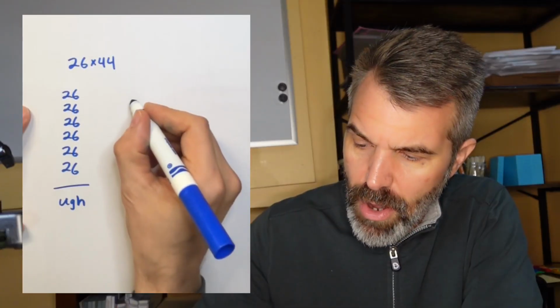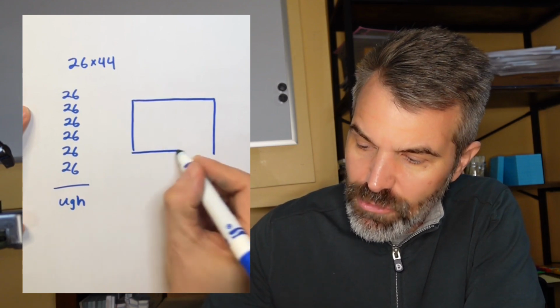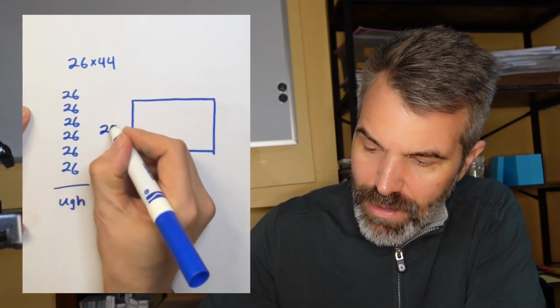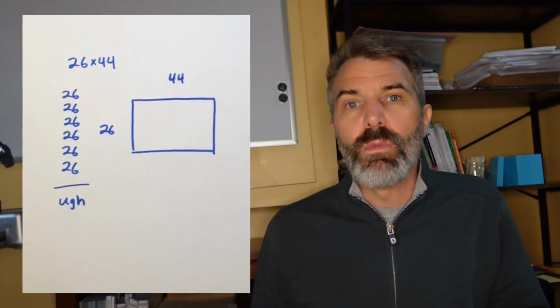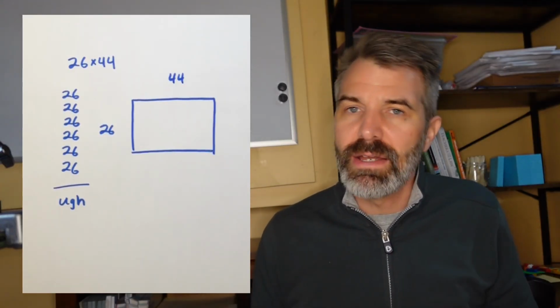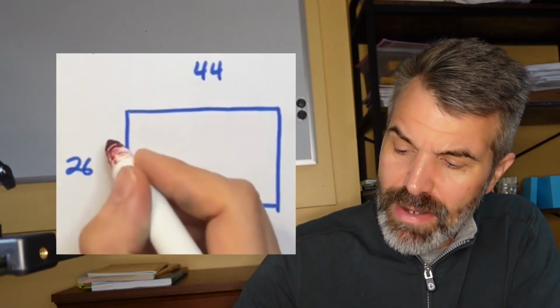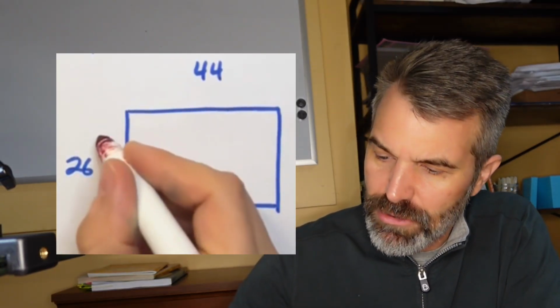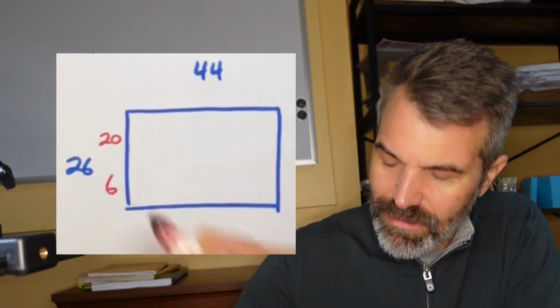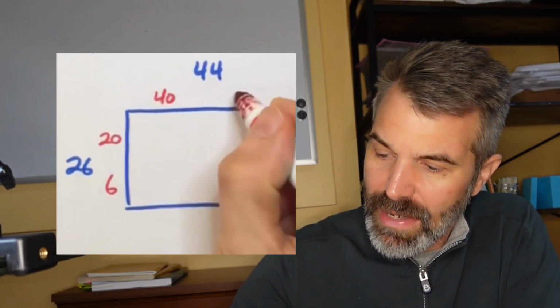So I'm going to show a model of what we have here. This is a rectangle I can draw to represent 26 times 44. If it were a rectangle, could I find the area inside? What we're recommending students do is take 26 and decompose it, or break it up, into 20 and 6. And take 44 and decompose it into 40 and 4.